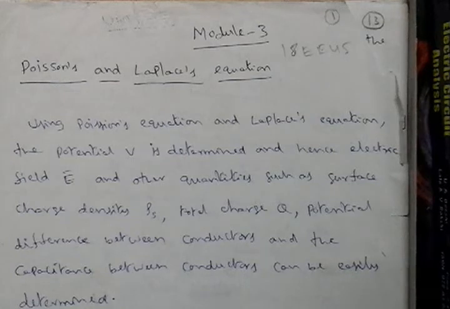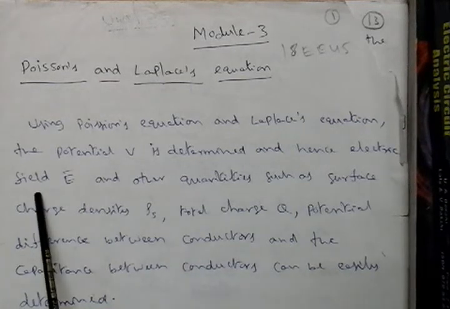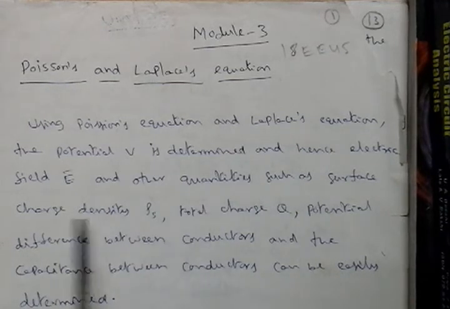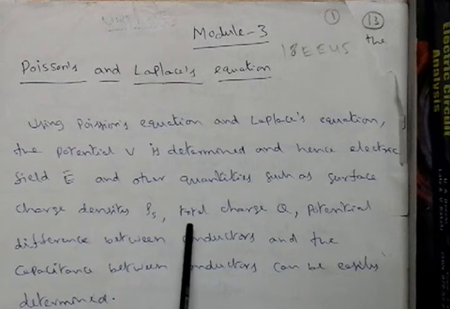So using this Poisson's and Laplace equation, the potential V is determined at any point, and hence the electric field intensity E bar and other quantities such as charge density, which is nothing but electric flux density, then total charge Q, potential difference between the two conductors, and the capacitance between the conductors can be easily determined. This can be analyzed by taking one general example.